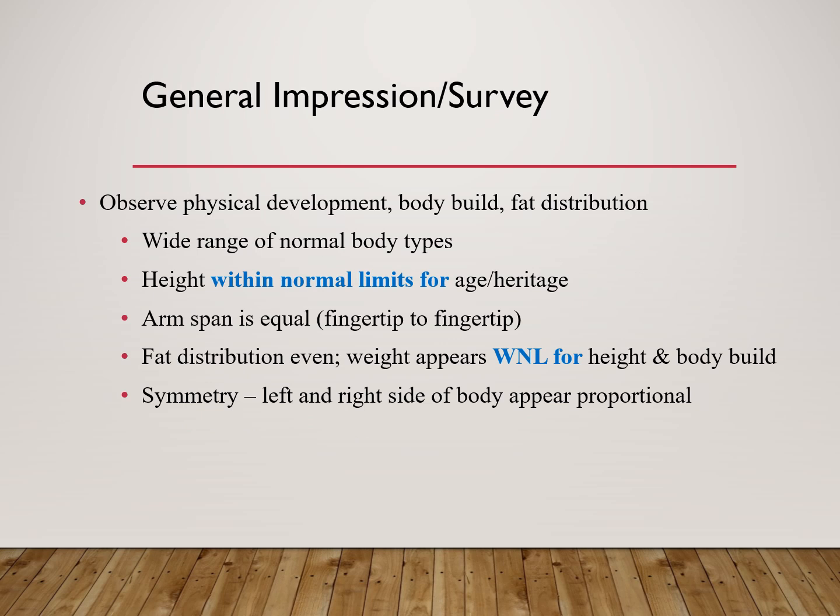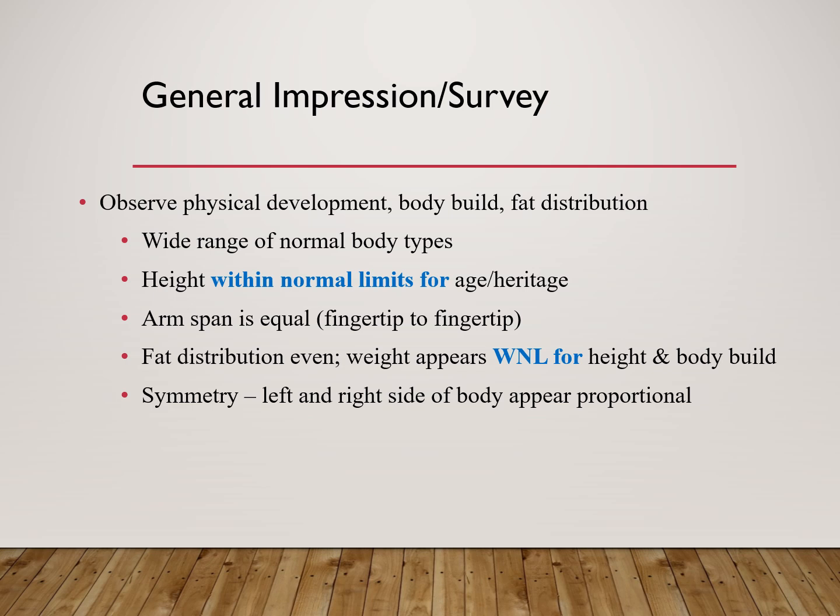When we are looking at the general impression survey, we're going to observe physical development, the body build, fat distribution. There's a wide range of body types that are out there, different patient populations. We may have a patient who is very thin and frail, a patient who is average build and appropriate fat distribution, and then we might have more obese patients and morbidly obese patients. So it's important to note this as this will affect how you care for the patient and your possible assessment procedures you're going to provide.